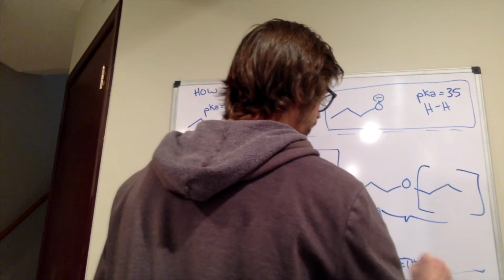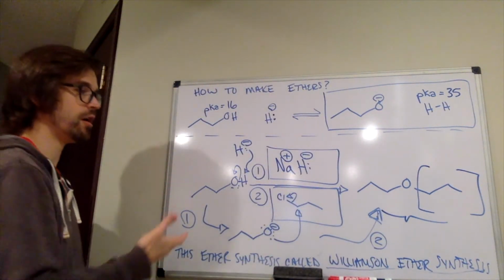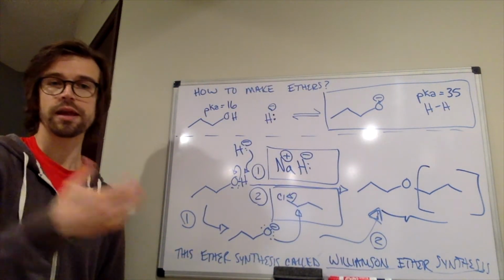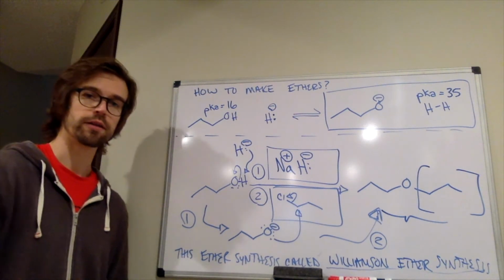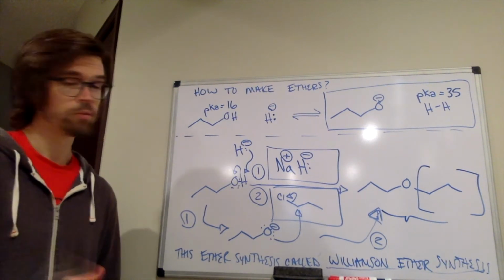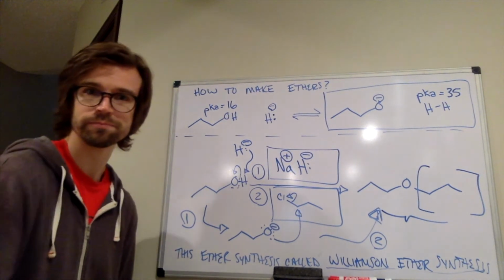ether synthesis. So if anyone says Williamson ether synthesis, all they're really talking about is, oh, we're making an alcohol into a good nucleophile, and then we're mixing that nucleophile with an alkyl halide. So pretty straightforward stuff. So we're going to do this again.